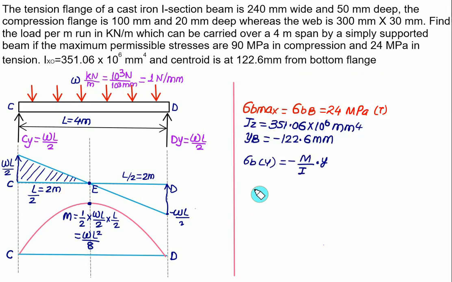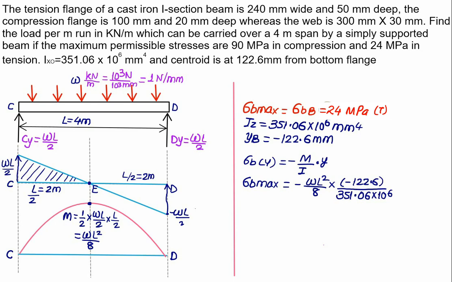So we'll have our flexure formula. Sigma by will be replaced as sigma B maximum. So we have the sigma B maximum value. The minus sign will be as it is. Maximum bending moment is W into L square divided by 8. And we have the value of Y, YB, equal to minus 122.6 mm, divided by IZ. The value of IZ is 351.06 into 10 to the power 6.